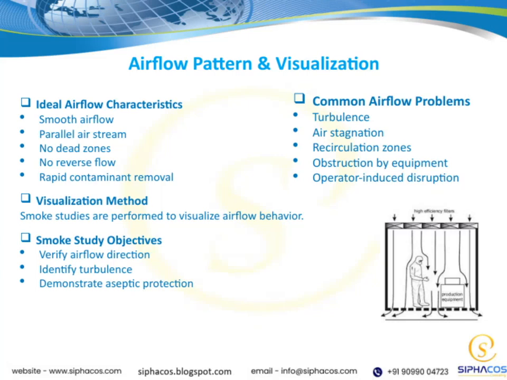Let's talk about common airflow problems we often encounter. Turbulence, air stagnation, and recirculation zones can all disrupt smooth airflow. Equipment and even operators can create unexpected obstructions or disturbances. Ideally, airflow should be smooth and parallel, with no dead zones or reverse flow, to quickly remove contaminants. To understand and improve this, we use smoke studies. These help us visualize airflow direction, detect turbulence, and confirm that aseptic protection is working as it should.